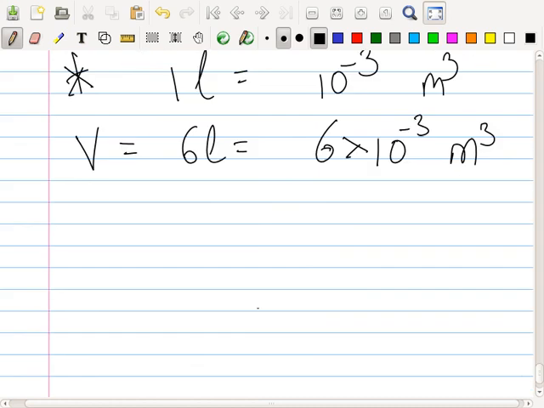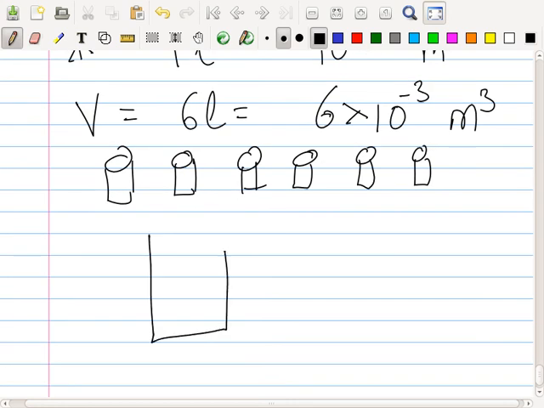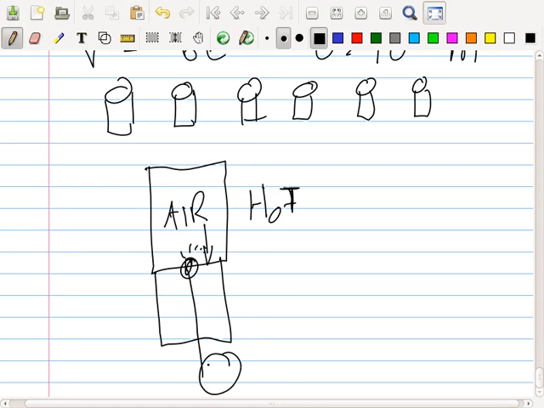Because I'll have 6 of them: 1, 2, 3, 4, 5, 6. Now what happens with these? Well, they get full of air, yes? And then what happens? Then there's a little explosion, and then it gets very hot. And the volume gets bigger. So it pushes down, and it makes the wheel turn.